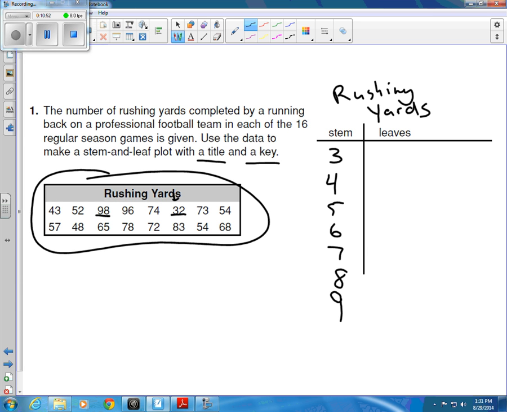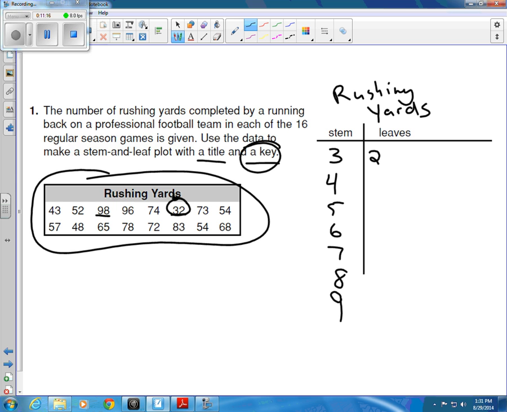To do this, I'm going to look for all of my numbers that have a stem of 3. In this case, it looks like it's just 32. I am going to start with my smallest leaf and work my way out. But because there's only one leaf, I'm just going to start with 2 right here. Now, again, that stem is the tens place, that leaf is the ones place. To make sure that we recognize that later on, what we do need to have is this key.